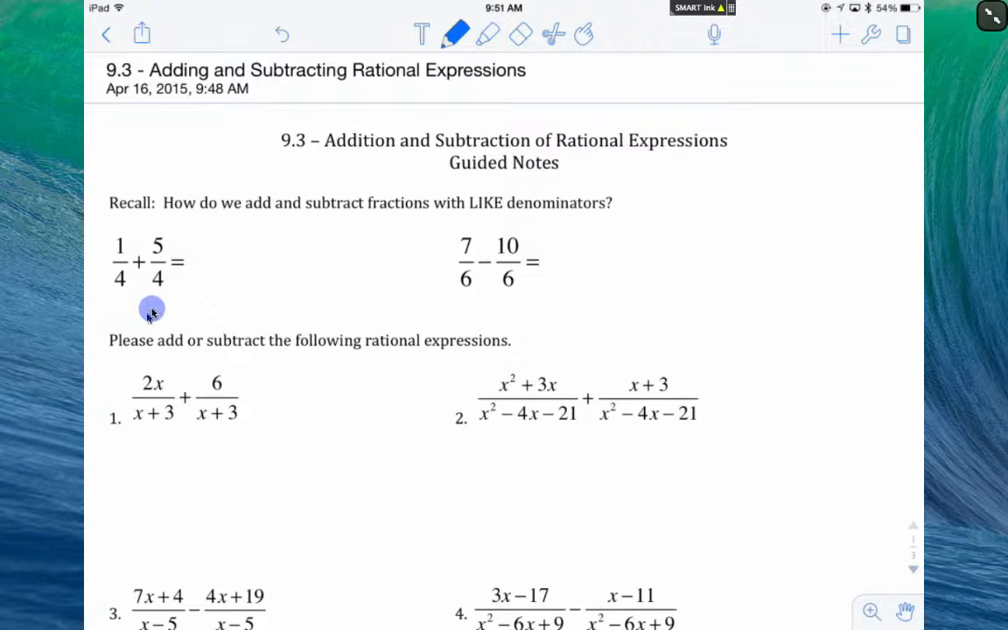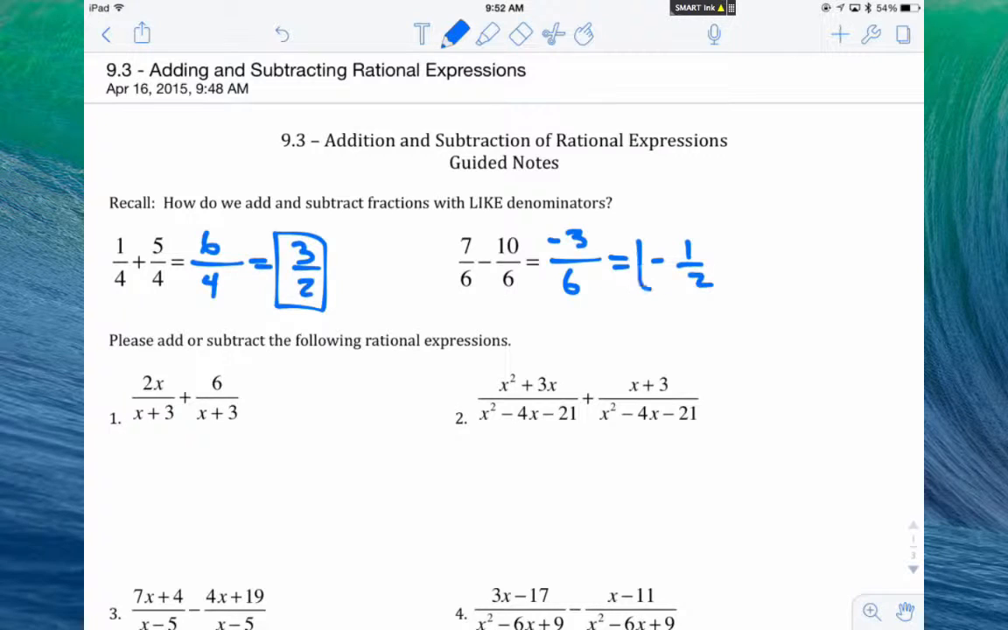Well, if the denominators are the same, like in 1 over 4 plus 5 over 4, I think we have the luxury of just adding across our numerators. And we end up with 6 over 4, also known as 3 over 2 when we simplify. Or in 7/6 minus 10/6, since our denominators are the same, we have the luxury of just subtracting across our numerators. And we end up with negative 3/6, or negative 1/2 when we simplify.